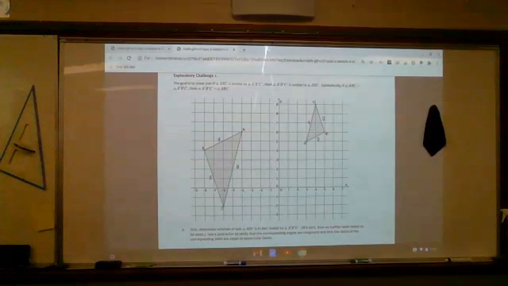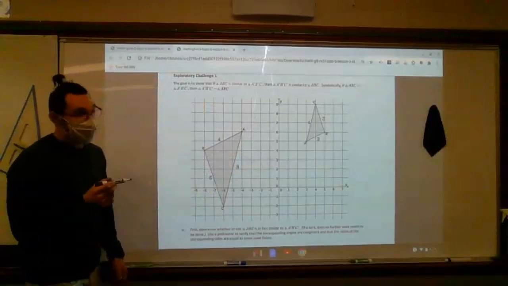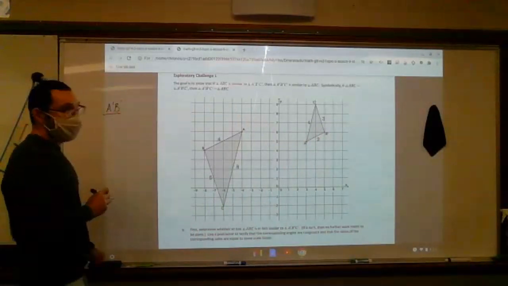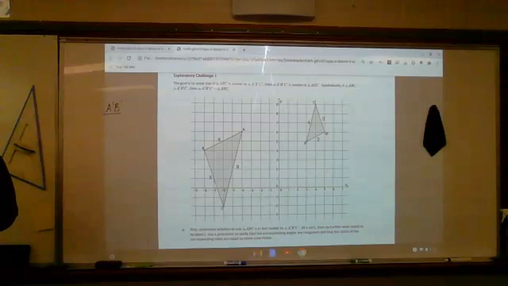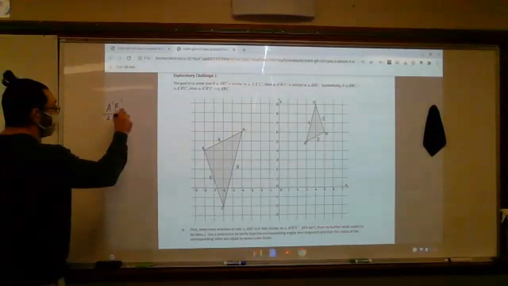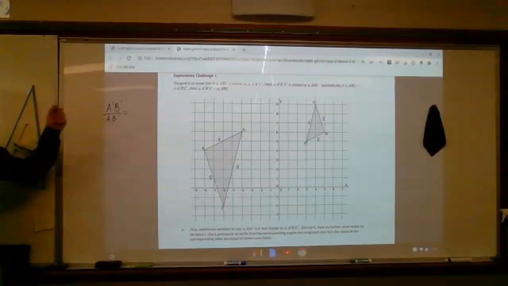Do we know the sides of both triangles? Yes. Absolutely. So to make a proportionality statement, we are going to start off with one side. And remember, it's image divided by pre-image. A prime, B prime divided by what corresponds to A prime, B prime? What side? Say it again, Scott. AB. This division has to be equal to another corresponding set of sides. Can somebody give me another corresponding set of sides? What divided by what?